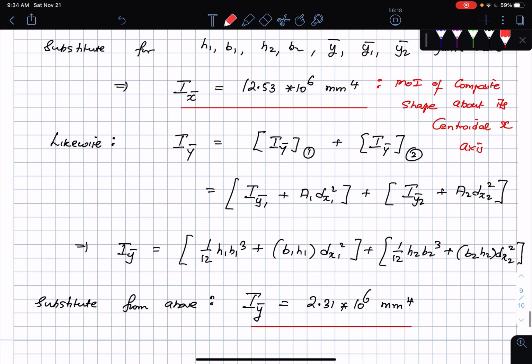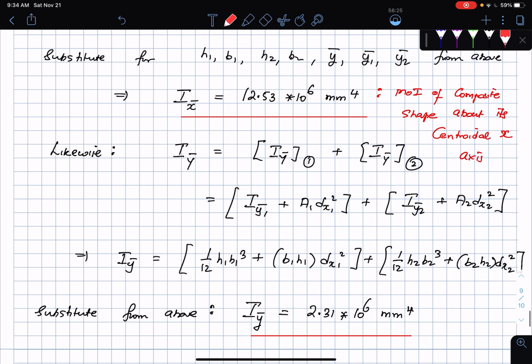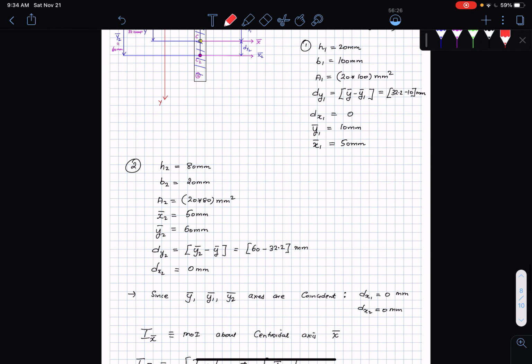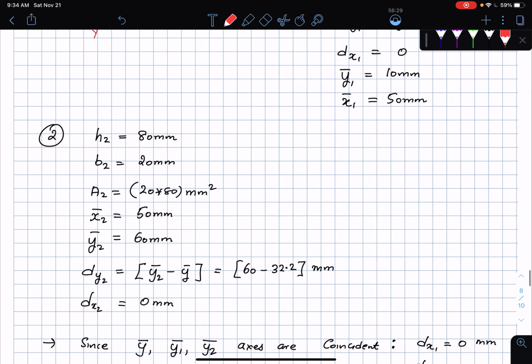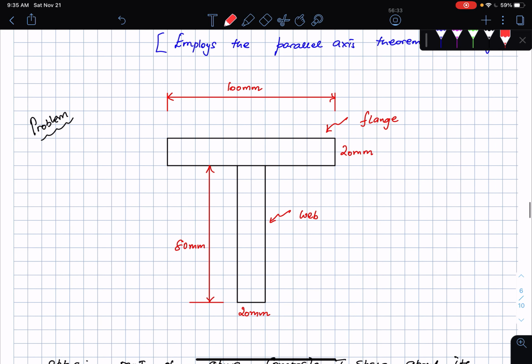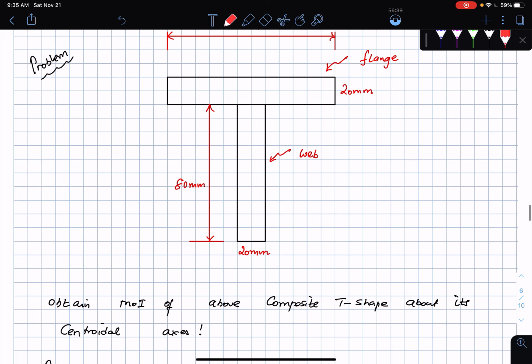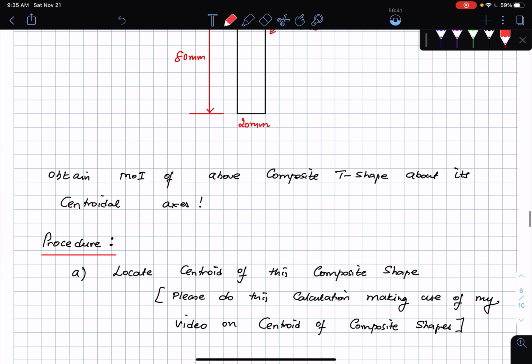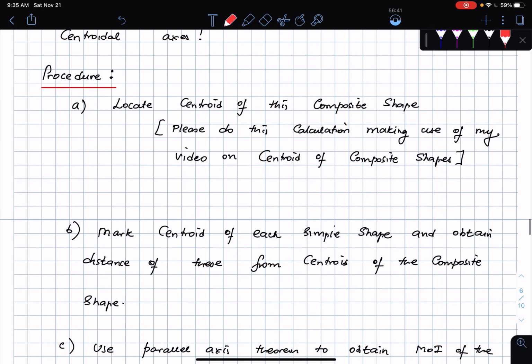Same idea here. Okay, so I'm going to stop this lecture here because we have gone through a lot of details, and I want this to sink in. But the basic idea is the following. If I go back and look at many of these things, here is the problem that we started off. It's a composite shape. It's a sum of simple connected shapes. So first thing is, if I have to find the moment of inertia of this shape about its centroidal axis, first locate the centroid of this composite shape.